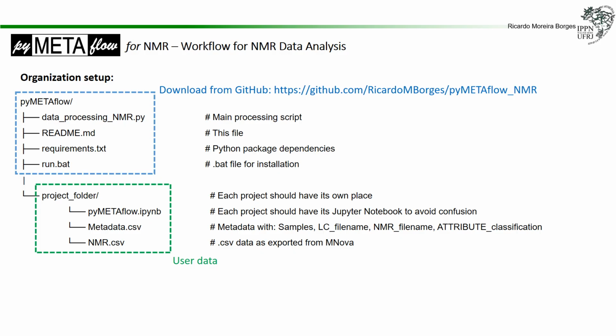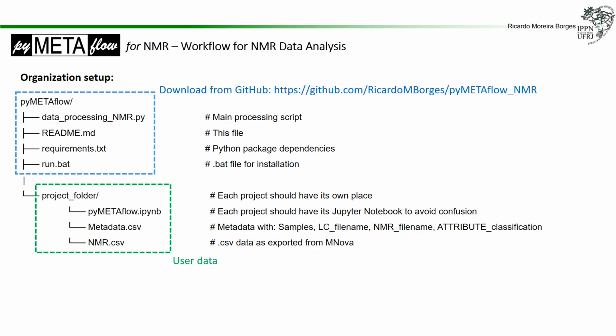Once everything is installed, when you double click this run.bat, it would recognize that the environment is already created, and it will open the Jupyter notebook, right? So your data, the user data, would be placed on specific project folders, and here an example for that would be the project folder in here. Each project should have its own Jupyter Notebook file to avoid any confusion.